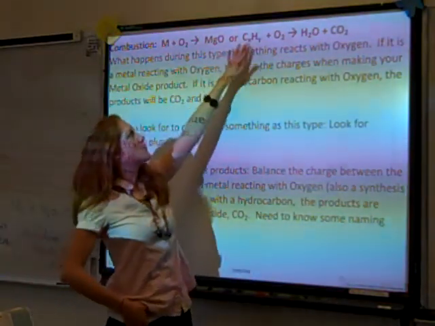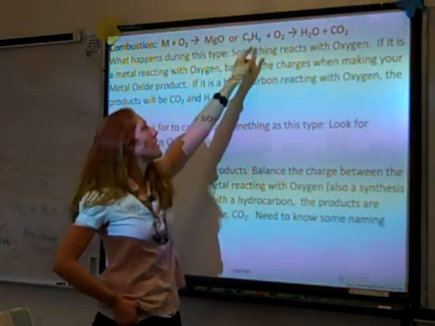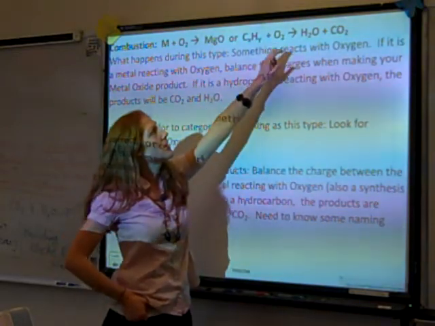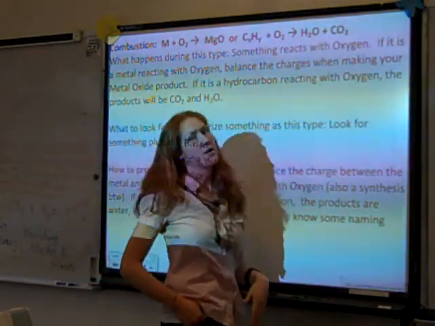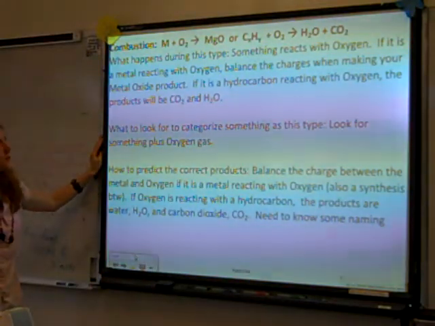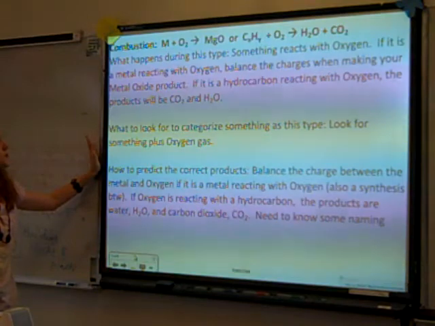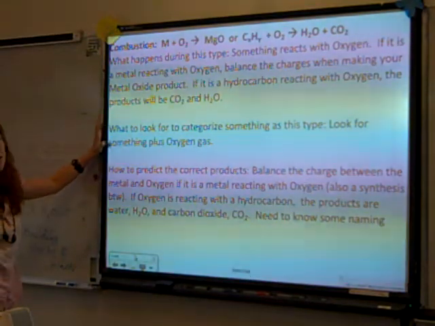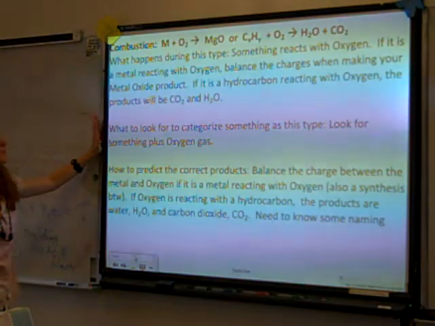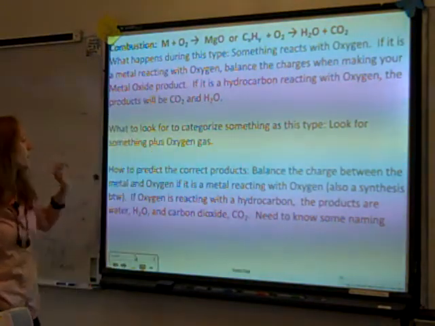The other kind is a hydrocarbon, so something containing carbon, hydrogen, and maybe there's oxygen in it too, and it's combusted, so its products are always going to be water and carbon dioxide. So for all the combustions, you react with oxygen. Those are the two ways you can react with oxygen. What to look for is something plus oxygen, and then figure out which type.